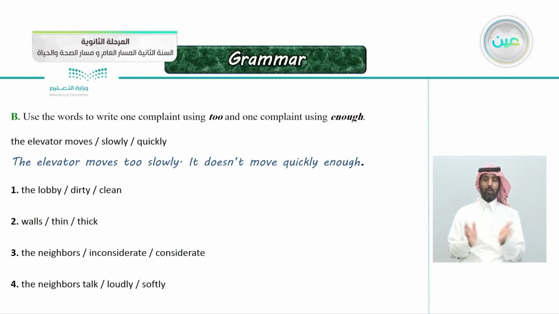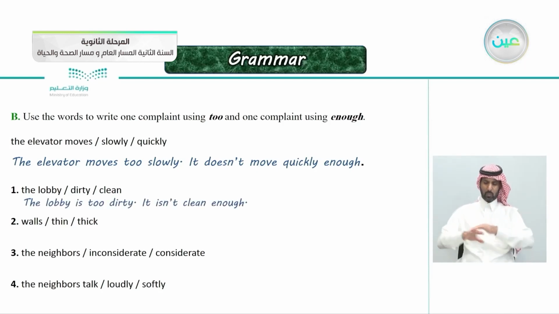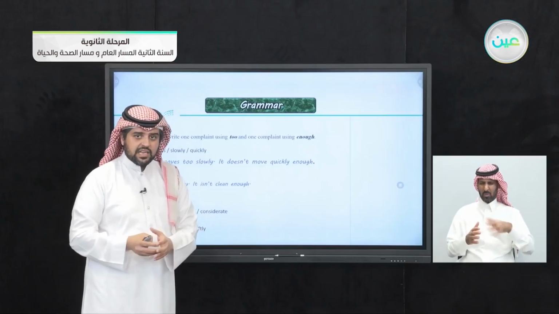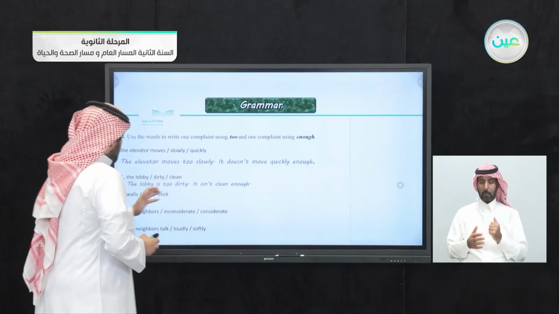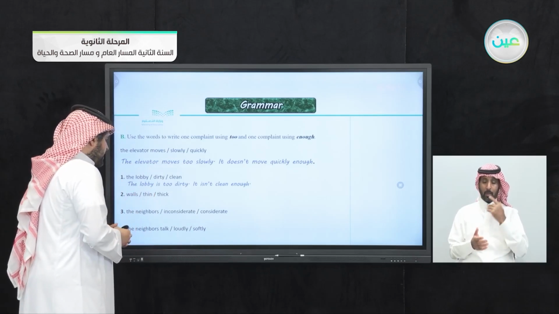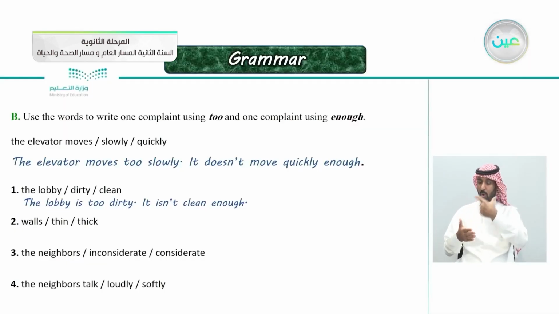Let's check the answer. The lobby is too dirty. It isn't clean enough. Very good. Number 2, walls, thin, thick. Walls, thin and thick. So use too and enough. Let's check the correct answer here.